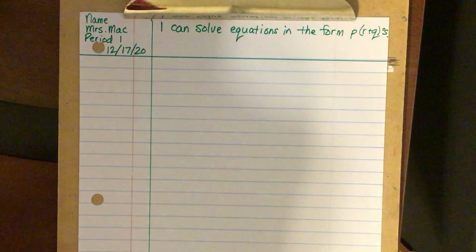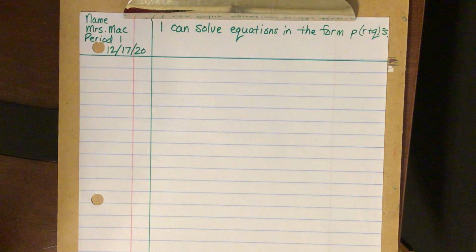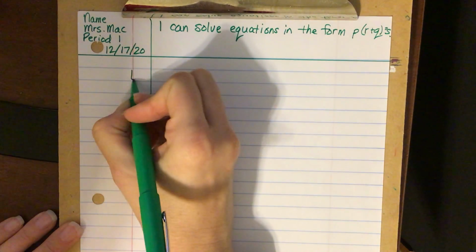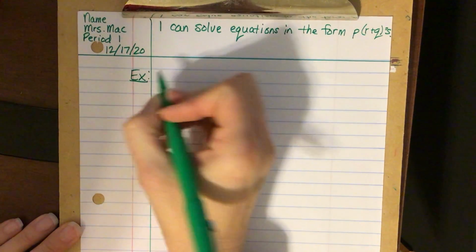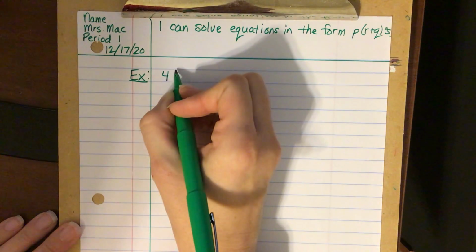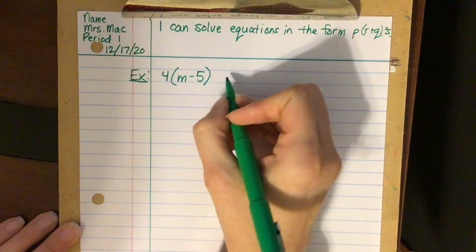Right, so our learning target for today is I can solve equations in the form P times R plus Q is equal to S. So we're going to add some parentheses in the mix when we are solving these. Let's look at a pretty basic example. And we're going to use the cover-up method to help us figure out what to do here, because it is really helpful.